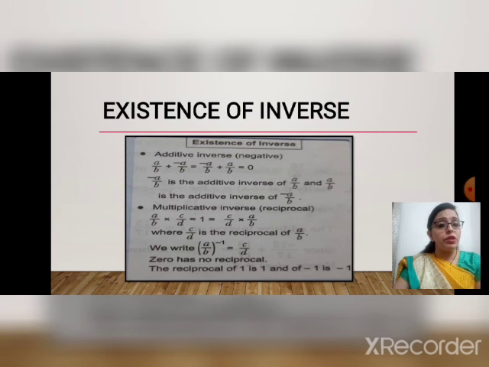The most important thing I would like to tell you is that 0 has no reciprocal, because the reciprocal of 0/1 would be 1/0, and in rational numbers, 0 cannot be defined as a denominator. So that's why 0 has no reciprocal. The reciprocal of 1 is 1 and of minus 1 is minus 1.